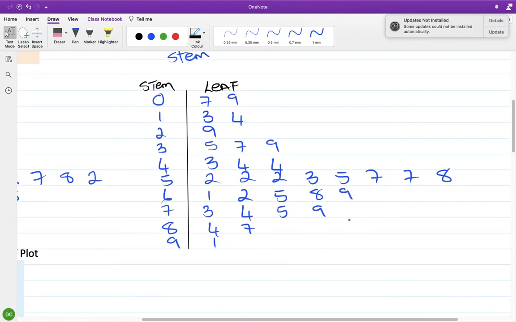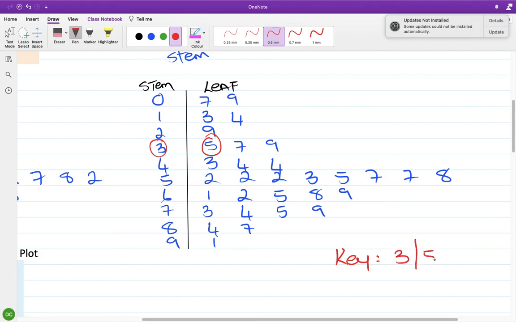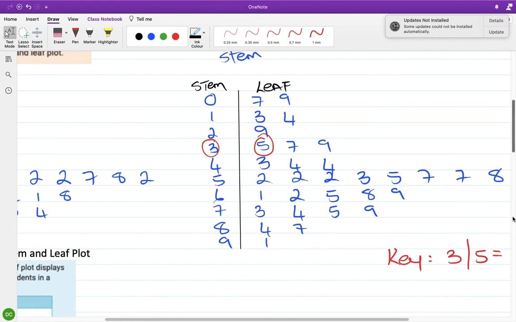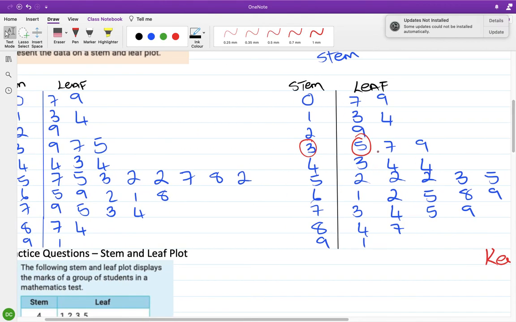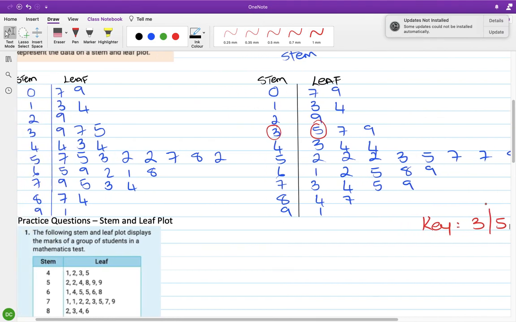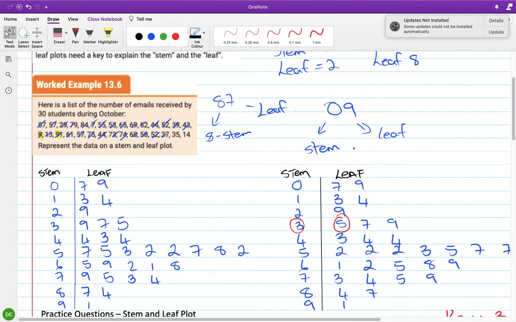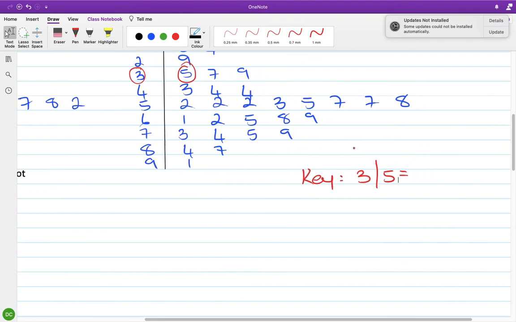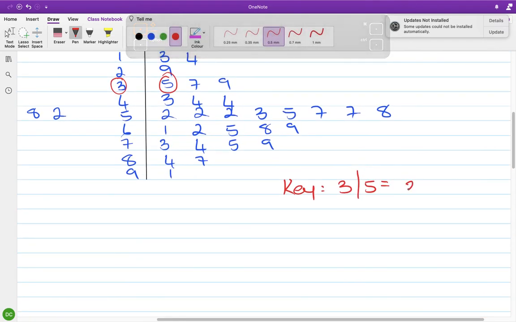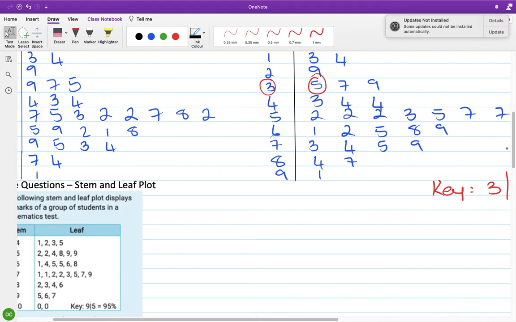Okay, so there is my completed stem and leaf. The only thing I've left to do is add a key. A key is just showing somebody how to read it. So you pick a pairing. I'm going to pick the 3 and the 5. So a 3 in the stem column followed by a 5 in the leaf column means, what were these? Sorry. Number of emails. Okay, so a 3 in the stem and a 5 in the leaf means 35 emails. And you must have a key to get full marks. Alright, so that's how you do stem and leaf.